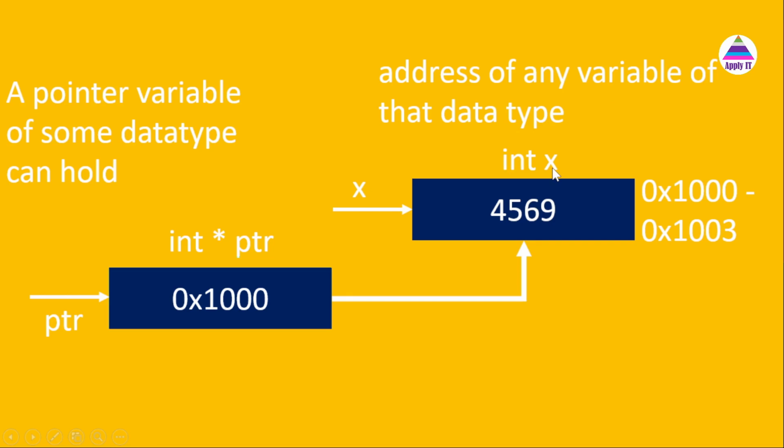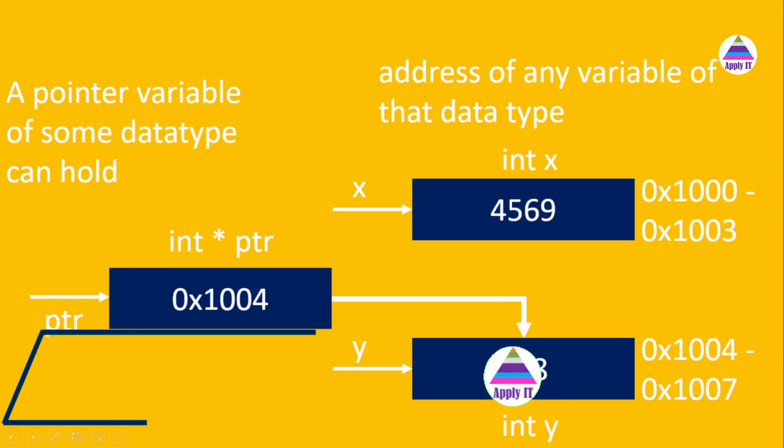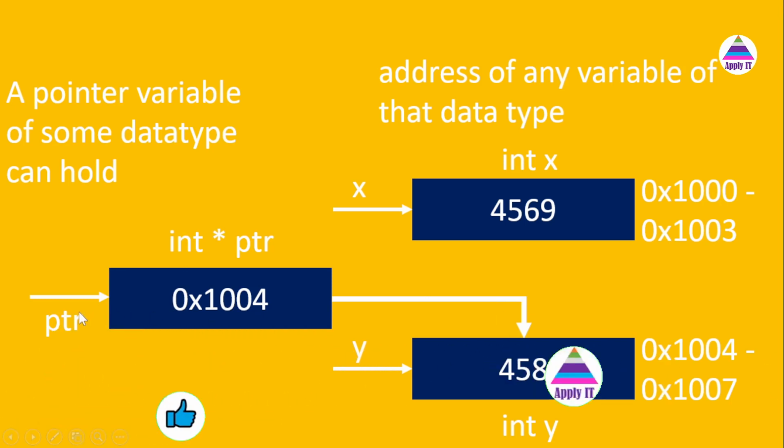Now if some pointer variable ptr wants to hold that address, then the data type of that ptr has to be integer star, or integer pointer. Now this ptr can also point to another variable. Say we have another variable y, we can make this ptr point to that variable by assigning the address of variable y to this ptr.